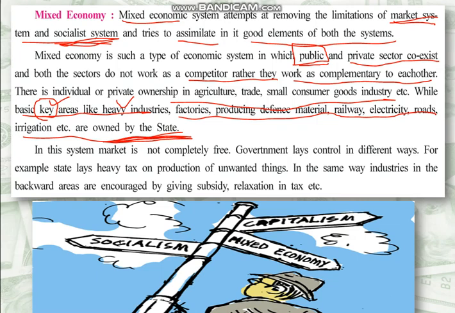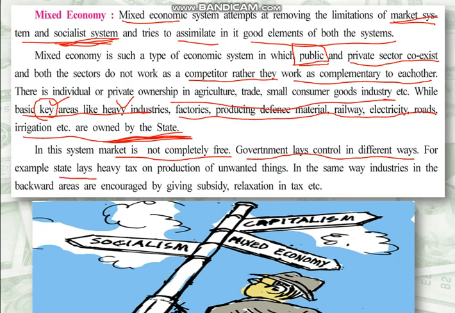So you can see here that private companies are also working, at the same time the public companies are also working together. In this system, market is not completely free. Government lays control in different ways.